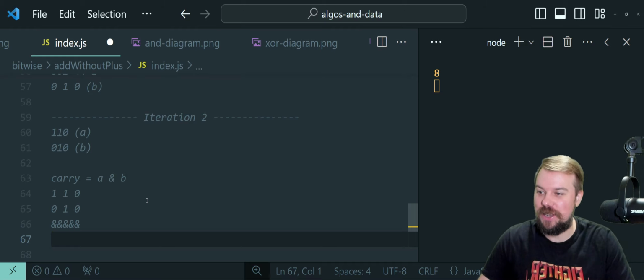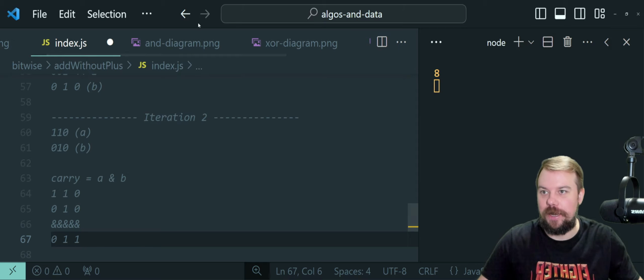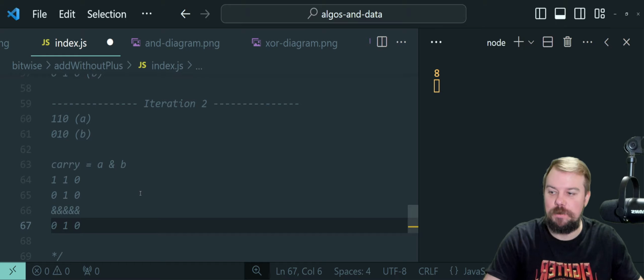Okay, so we have AND. Nope. Yep. Nope. Wait, that's a yup, right? No, it gets us 0. What am I kidding? Yeah, they're the same thing. It gives us back the same thing. All right, so there's our carry.